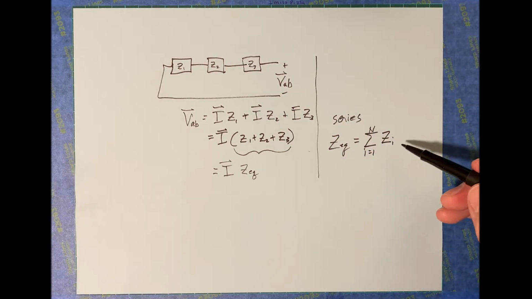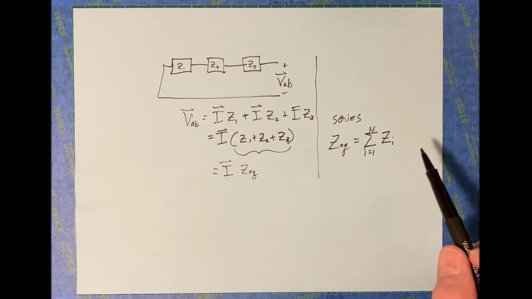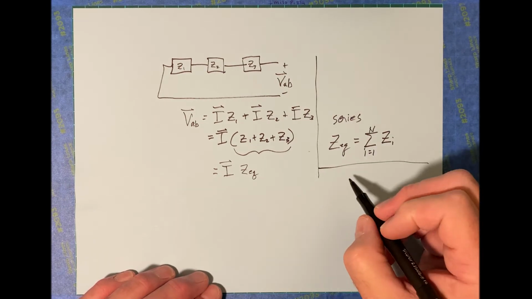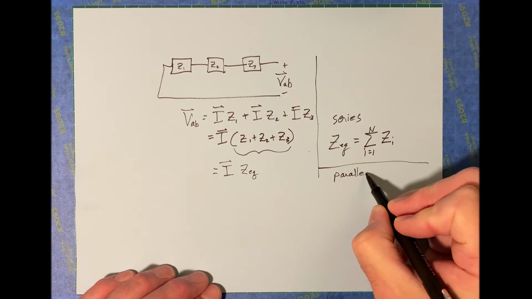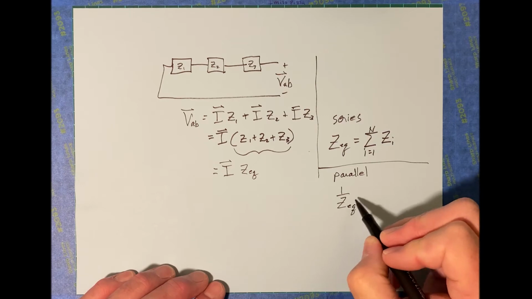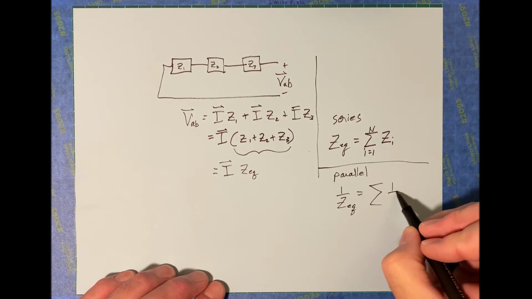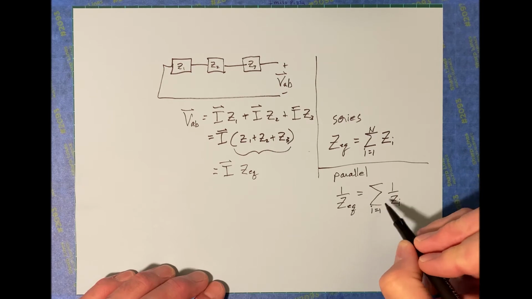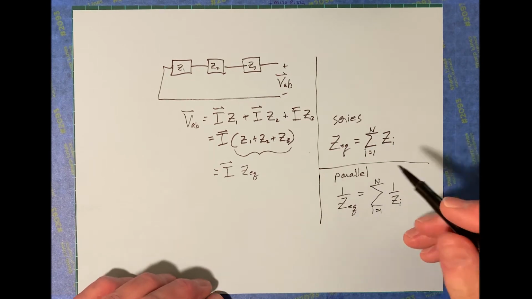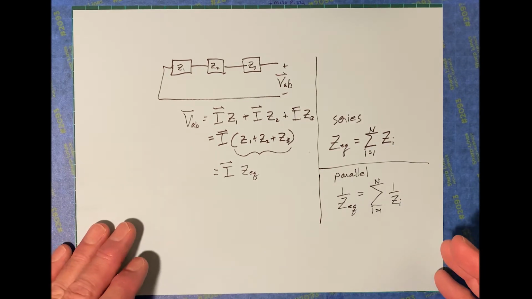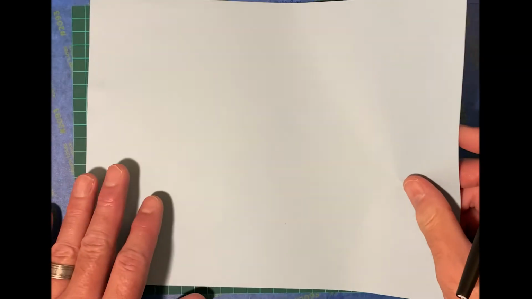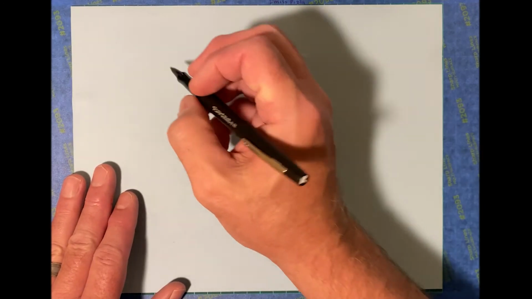Now, that is very similar to the way that series resistors work in the time domain. You will also discover that if we have parallel impedances, then this relationship, 1 over Z equivalent, is equal to the sum of 1 over the individual Z's from i equal to 1 to N. Okay, so impedances in the frequency domain behave exactly the same way that resistors do in the time domain. Okay, so then let's move forward and apply that to a problem.